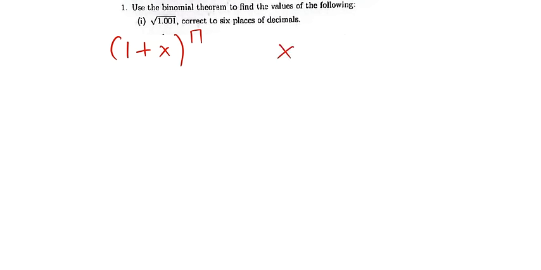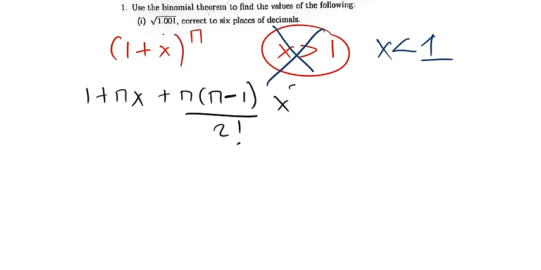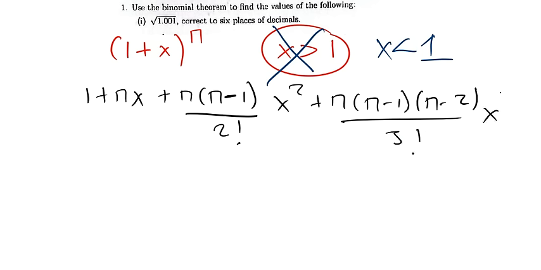x is less than 1. Such an expansion is usually necessary where we're working with n, which is of course negative or a fraction. x shouldn't be greater than 1, but instead x should be less than 1. The simplified form of the equation is 1 plus nx plus n(n minus 1) over 2 factorial x squared plus n(n minus 1)(n minus 2) over 3 factorial x to the power 3. This is the equation that we'll use for such expansions.